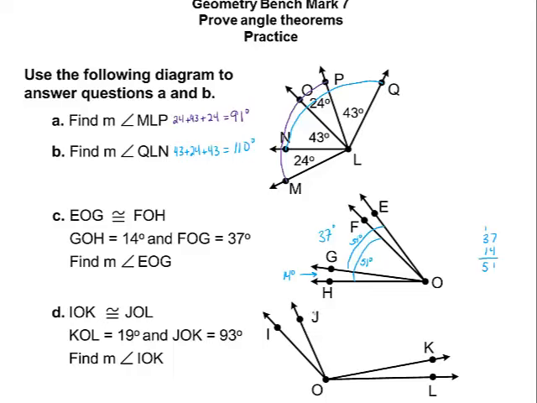And then IOK, that's all the way from here to here, is the same as JOL. KOL, this little bit right here, is 19. And then between J and K is 93. And we want to find IOK. So we want to find this whole length. Well, this whole length is the same as this whole length, so I'm going to add again. And so it's 112.